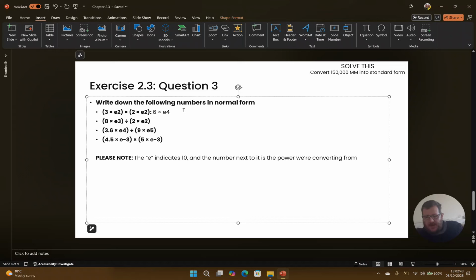And that should then be, converting it to normal form, 1, 2, 3, 4. Let me double check that. That's correct. So you see, that's the answer I've written down, and that's the answer that I've got there.